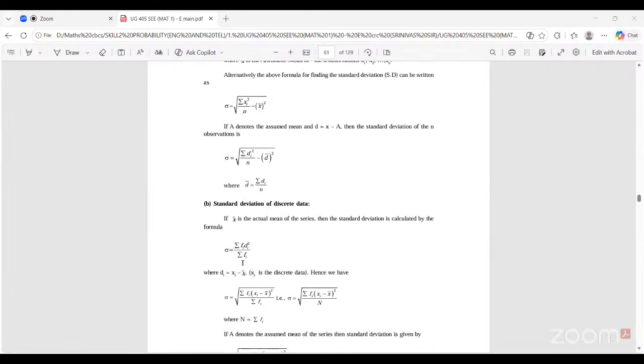So d is equal to x minus A. We take the standard deviation as the square root of summation of d square by n minus (d bar) whole square, within the bracket. So d bar is equal to summation of d by n.